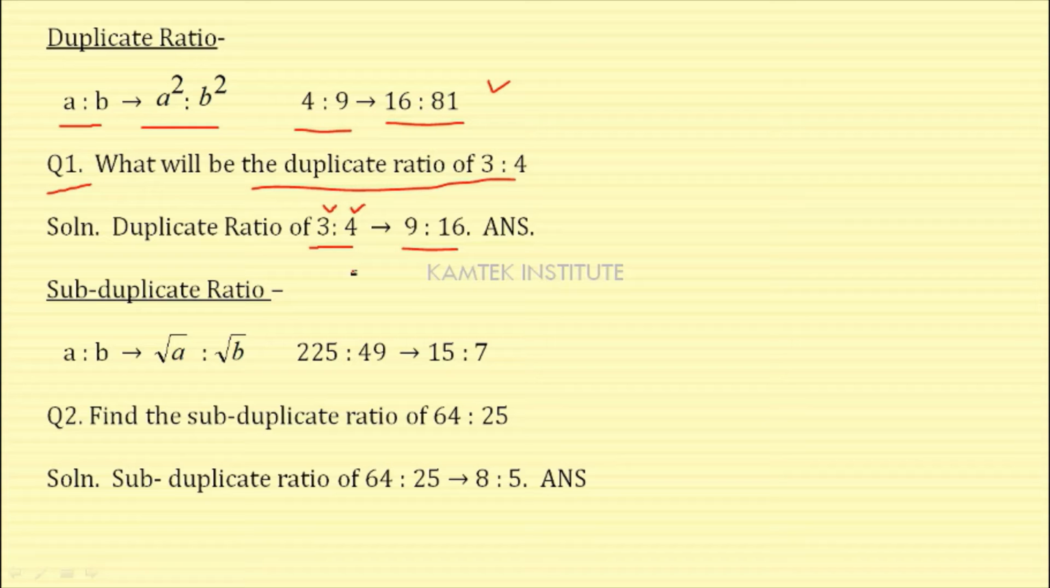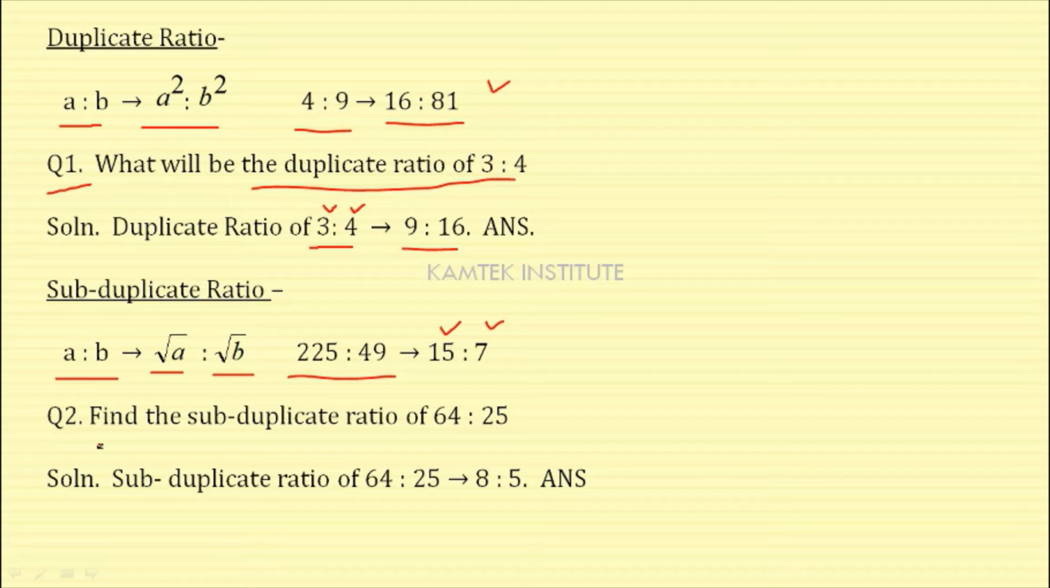If two numbers are in ratio, then the ratio of the square roots is called sub-duplicate ratio. Supposing we are given A ratio B and we need to find the sub-duplicate ratio. So it will be under root A ratio under root B. Similarly, if we are given 225 ratio 49, the sub-duplicate ratio will be under root of 225 and under root of 49, that is 15 ratio 7. Hope it is simple for you to understand.